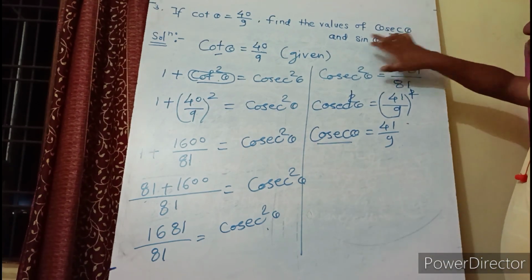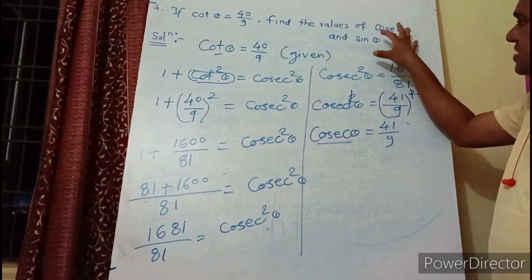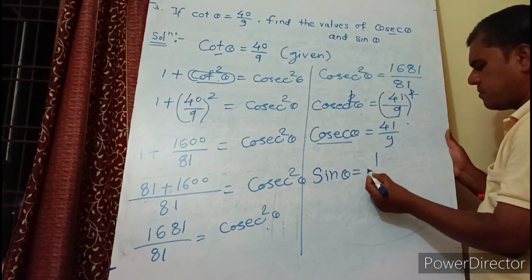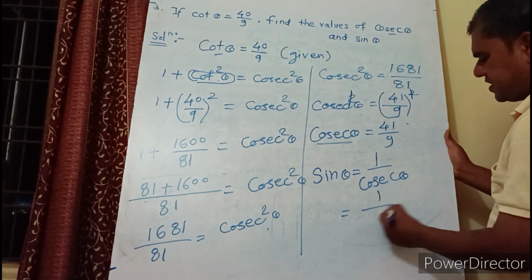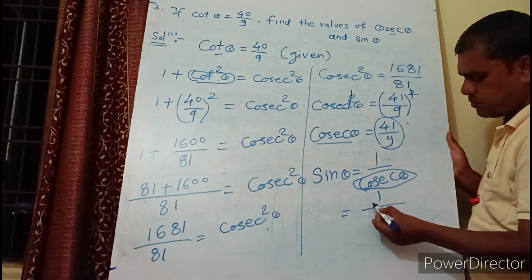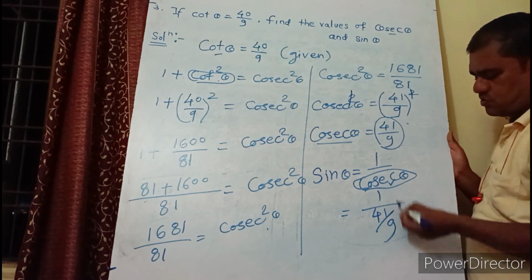Now we have to find the value of sin theta. We know the relation between cosec theta and sin theta: sin theta equals 1 by cosec theta. Here 1 as it is, and we know the value of cosec theta is 41 by 9. Therefore, put 41 by 9 here instead of cosec theta.